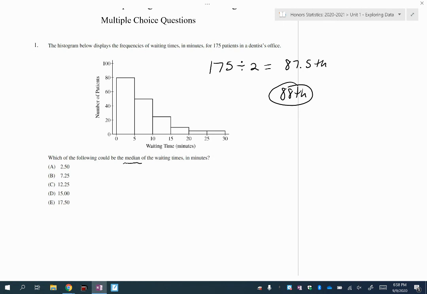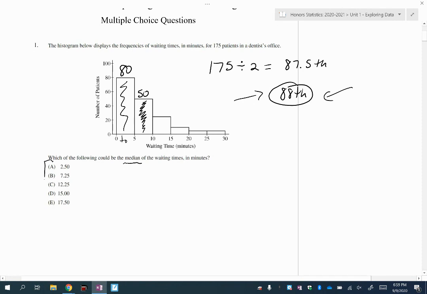Now, if you look at the histogram, the first bin is from 0 to 5, right? Right here is 0 to 5, and that's 80. So the first 80 data values are 0 to 5, and we have not hit our 88th yet. But if we go to the next one, which looks like it's about 50, we'll have now gone past our 88th one, right? 80 plus 50 is 130. So that means our 88th data value, I don't know what it is, but it's somewhere between 5 and 10.